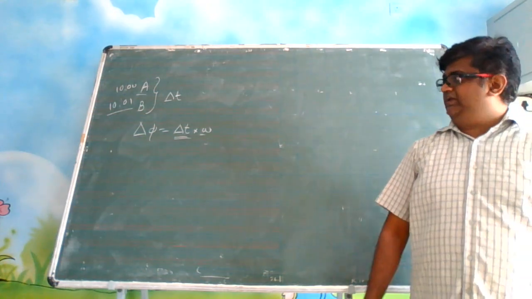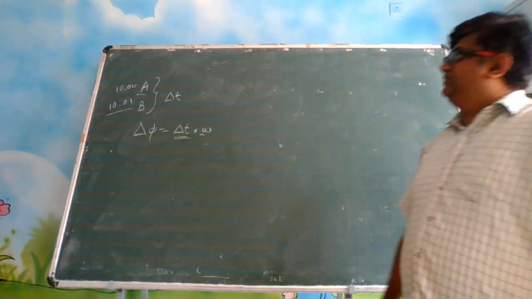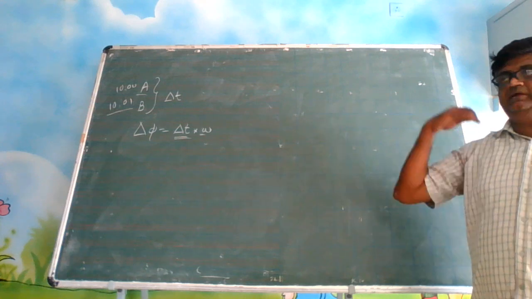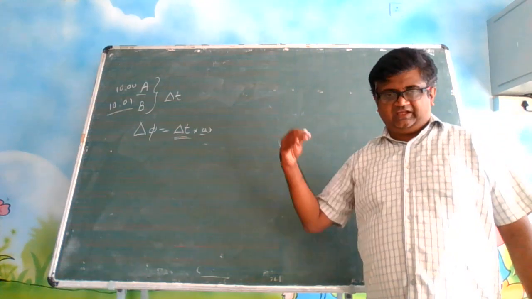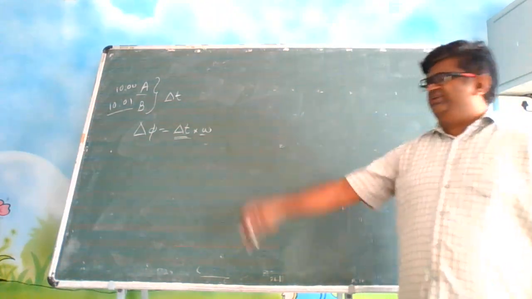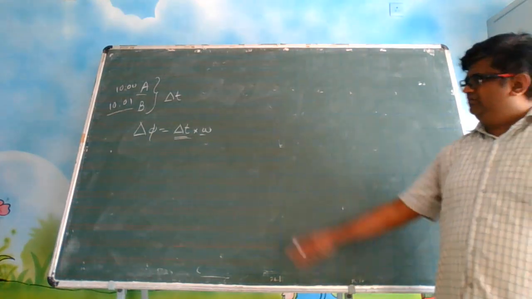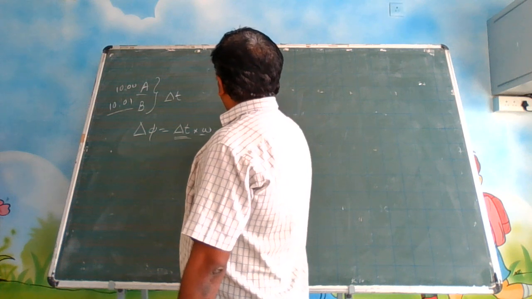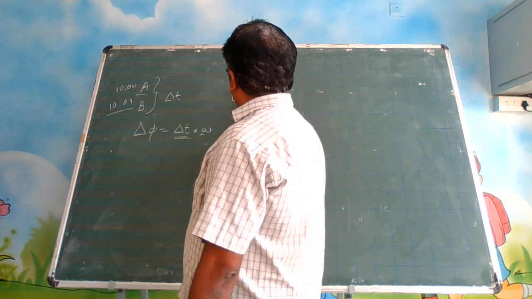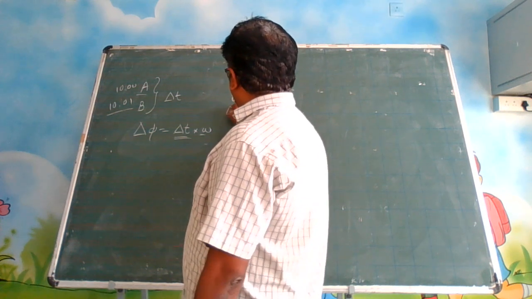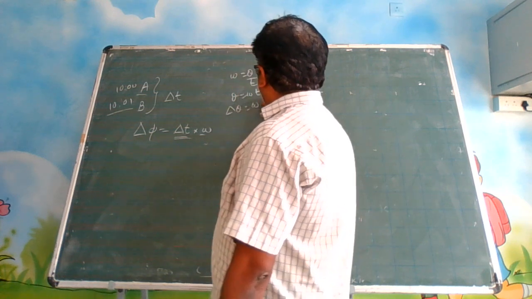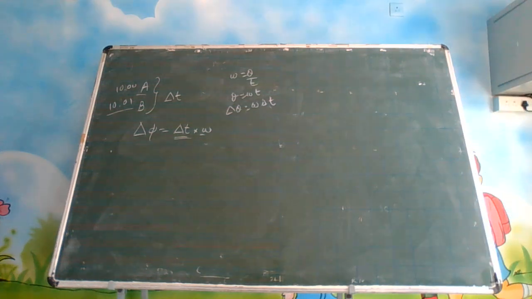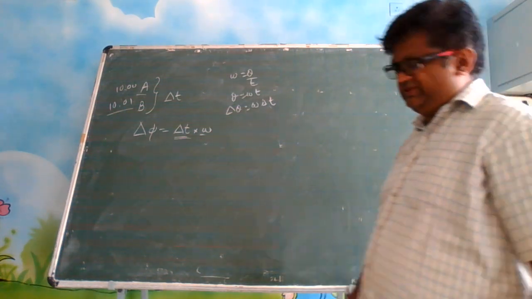So in any question where the time difference is given, the time difference can be converted into the equivalent phase difference using this. So what is the basis of this? Basically, omega is equal to theta by t, so theta is equal to omega into t. So here delta theta is equal to omega into delta t. No big logic in that. So this is one thing.